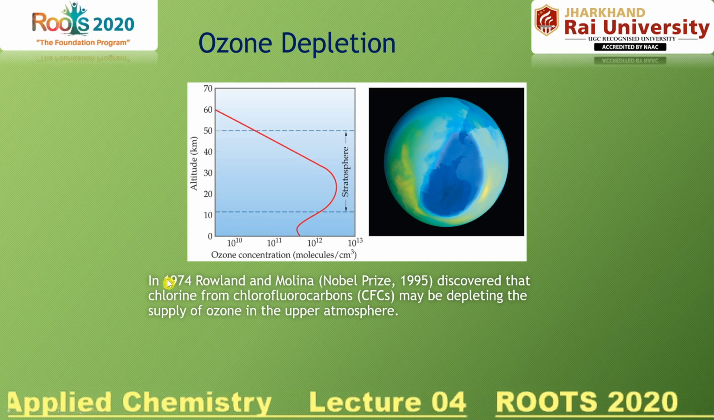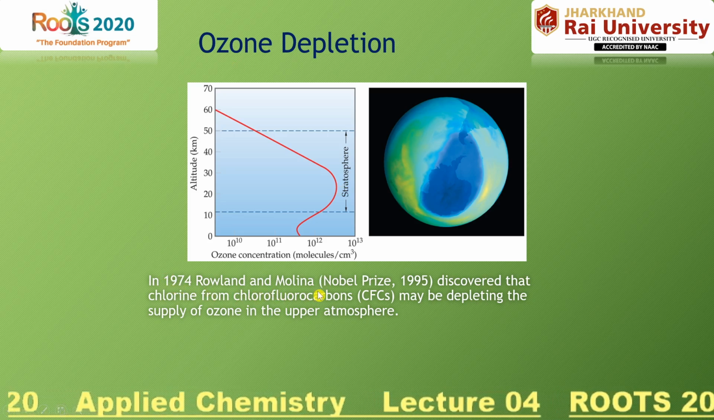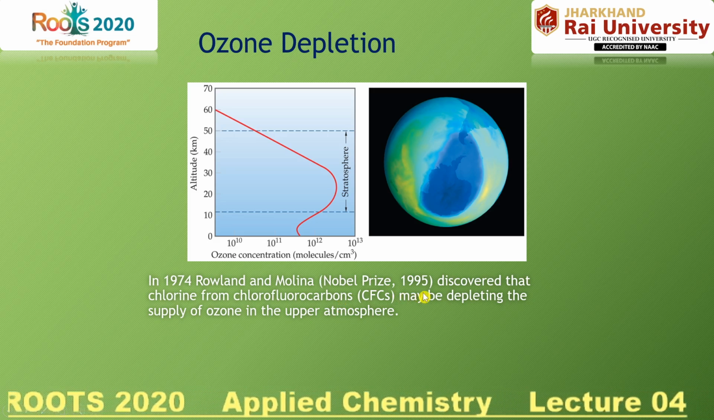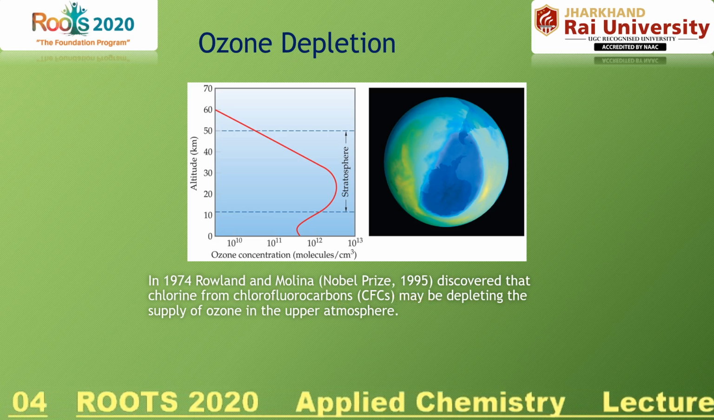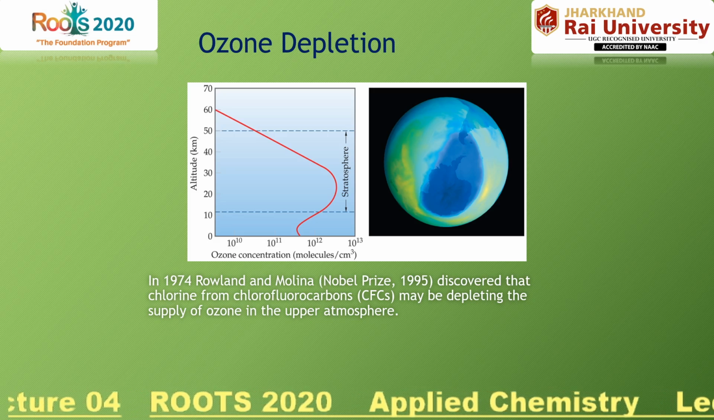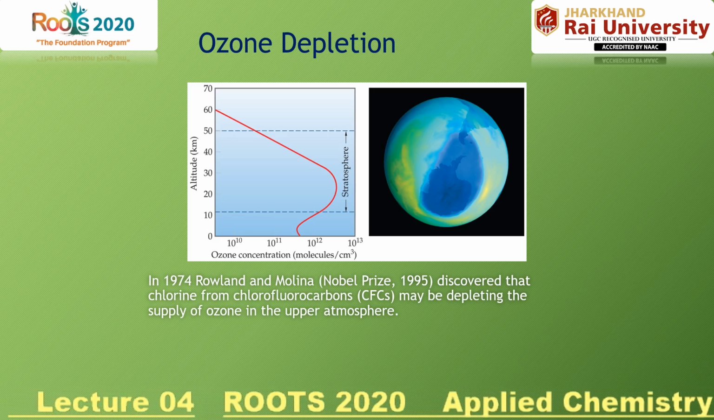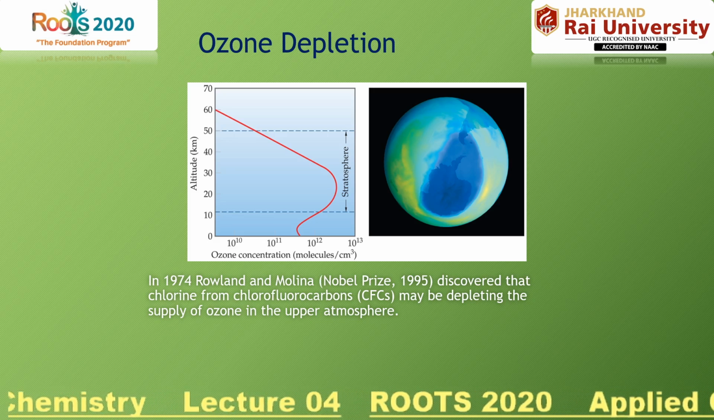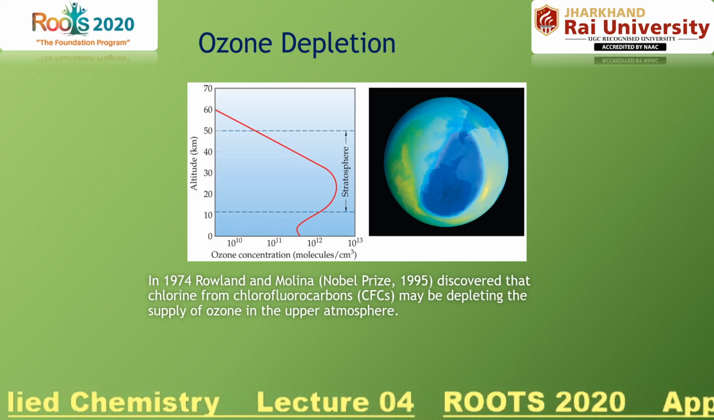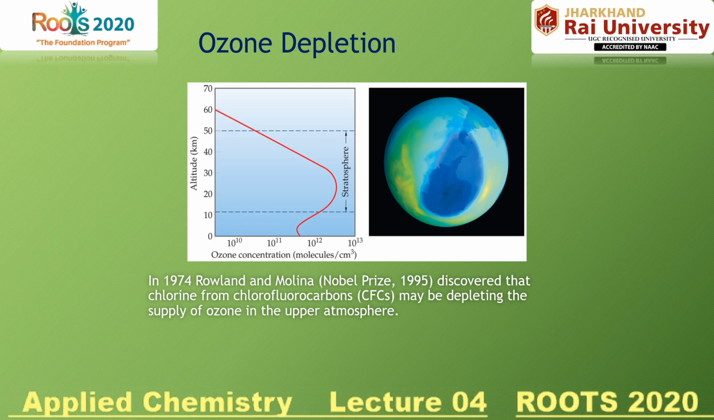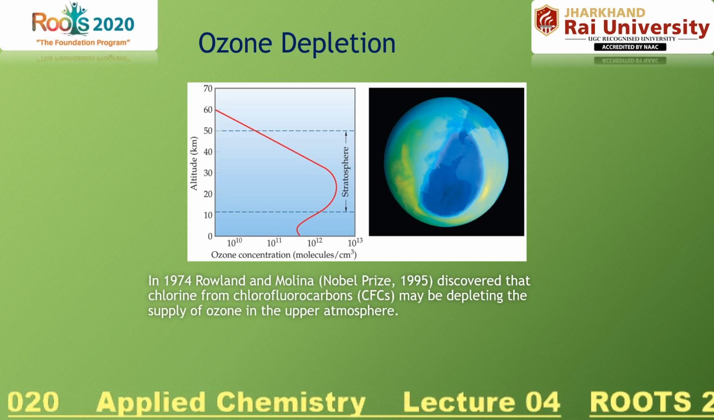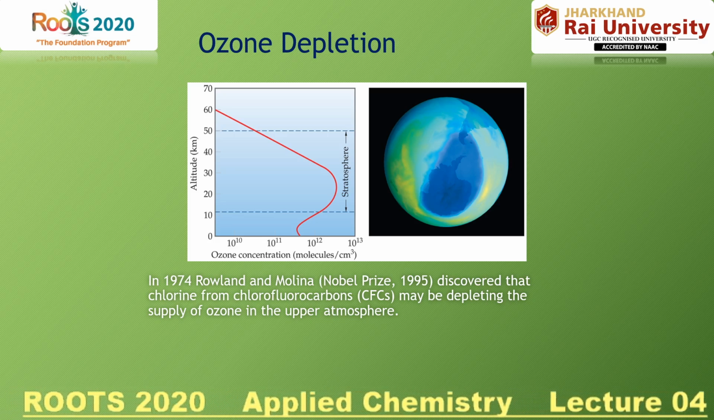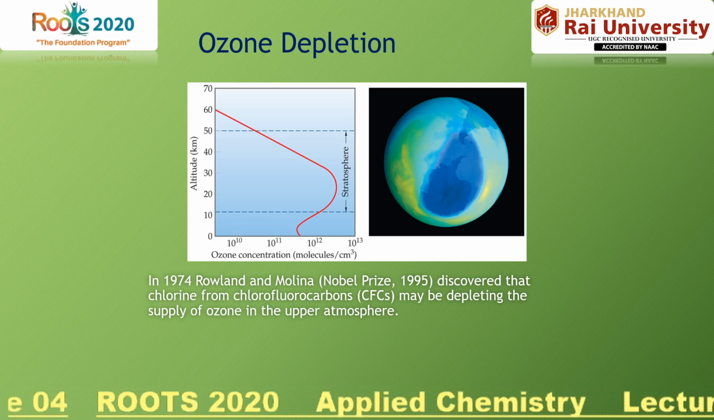So Rowland and Molina received the Nobel Prize in 1995. Actually, they said in 1974 that there is some atom, that is the chlorine radical, from the chlorofluorocarbons. They are the responsible molecules for ozone layer depletion. And further it was established that it is the main reason for ozone layer depletion. That's why they were awarded the prestigious Nobel Prize.